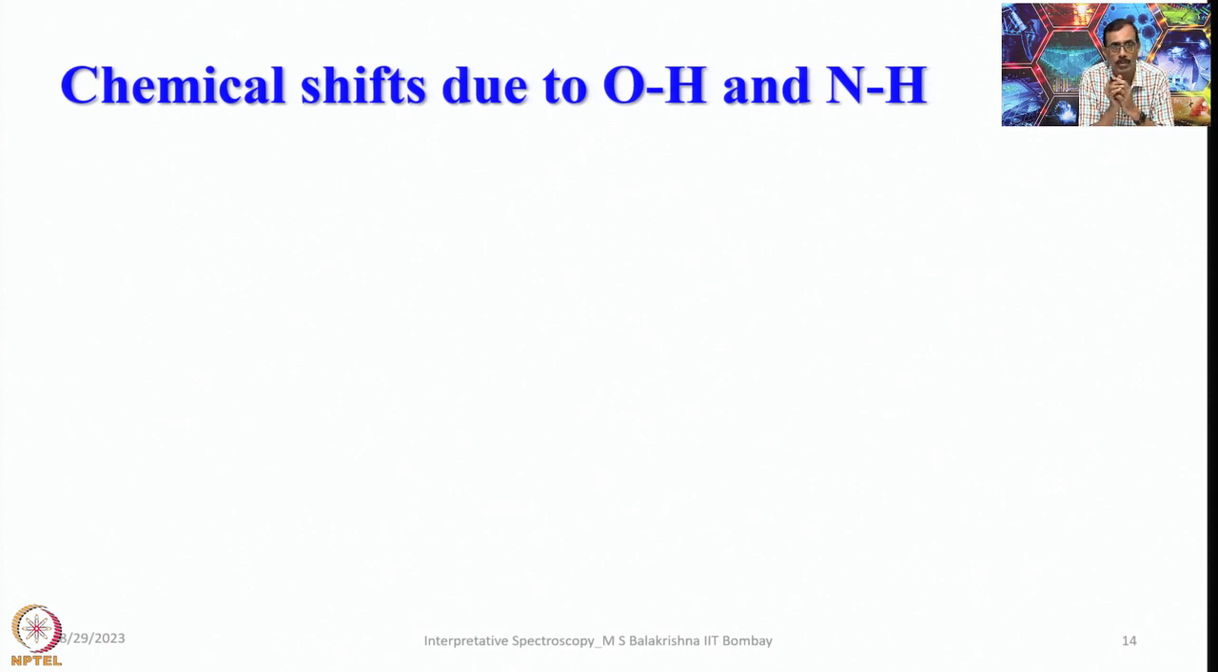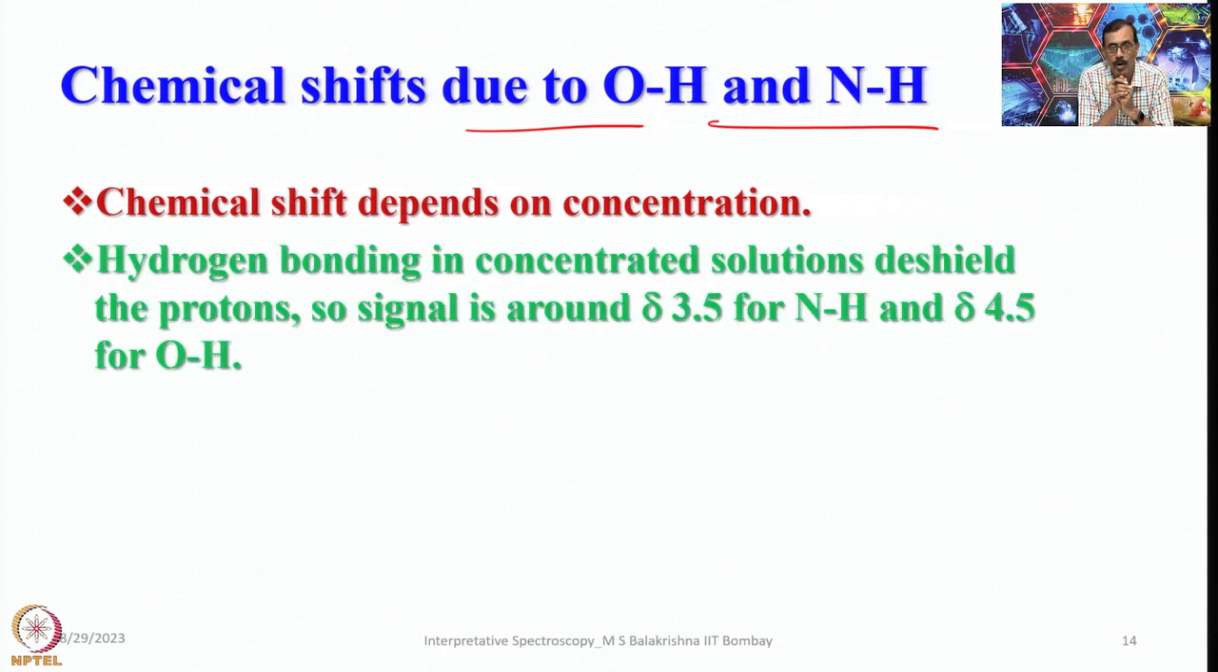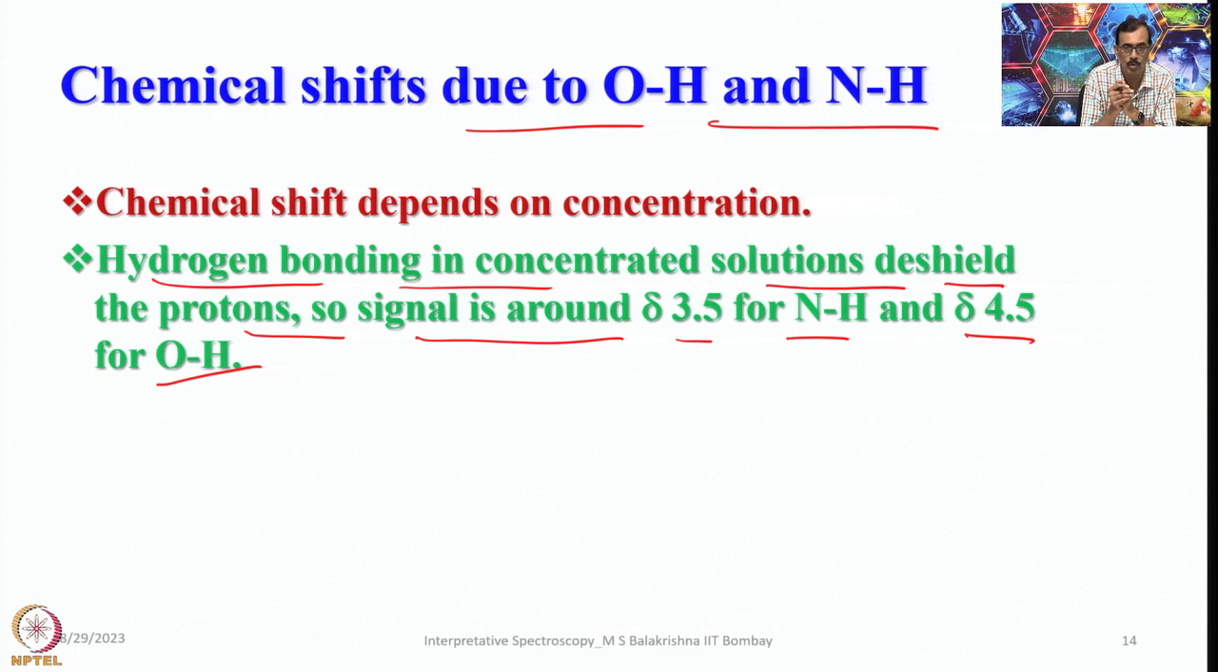What would happen to the OH and NH protons? The chemical shifts of OH and NH depend on concentration, very, very important. Hydrogen bonding in concentrated solutions deshields the protons. So the signal is around 3.5 for NH and 4.5 for OH. So that means if considerable hydrogen bonding is there, that results in deshielding of the protons involved, and hence the chemical shift due to the NH protons or OH protons would shift to 3.5 ppm and 4.5 ppm respectively. So that means hydrogen bonding is there in molecules in solution, and one should be able to diagnose and tell approximately to what extent the hydrogen bonding is there by just looking at the chemical shifts of such molecules.